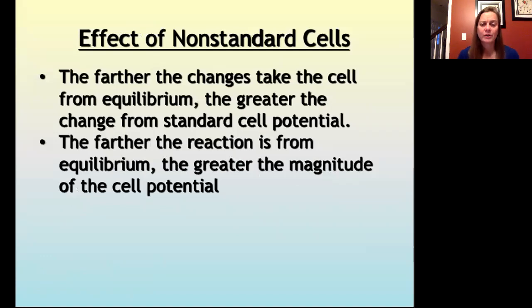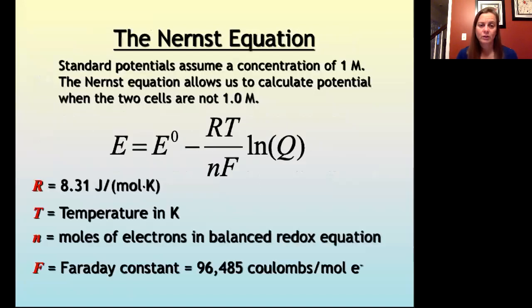The farther the change is, whether it's a change in concentration or otherwise, the farther the cell potential is from the standard cell potential. And that's just common sense. The bigger the changes are, the greater the change from standard cell potential. And generally speaking, the farther our reaction is from equilibrium, the greater the magnitude of the cell potential is going to be. So of course, we like to be able to quantify this, so we're going to talk about the Nernst equation.